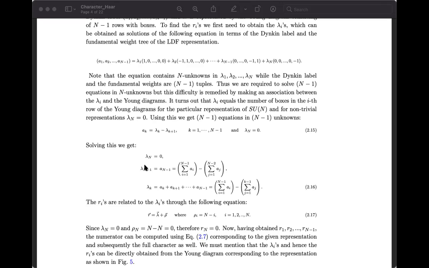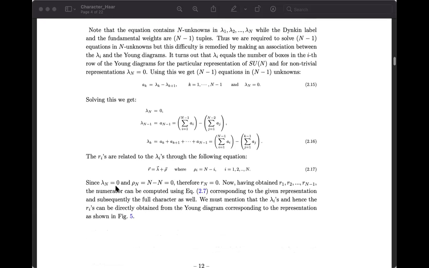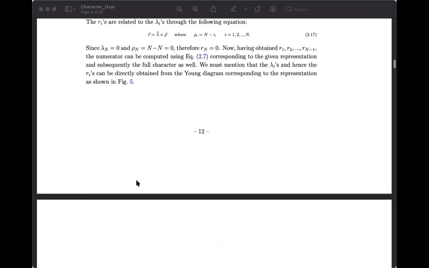And we have this relation: r is basically lambda plus rho, where rho i is equal to n minus i. And for SU(N), the construction of rho is pretty trivial and unique. So we know the lambdas for a given representation, we know rho for a given SU(N), so you can calculate r. Since lambda n equals 0, rho n equals n minus n equals 0, therefore rn equals 0. Okay, and this way we can compute all the ri's, put them back in the numerator, and compute the character function.